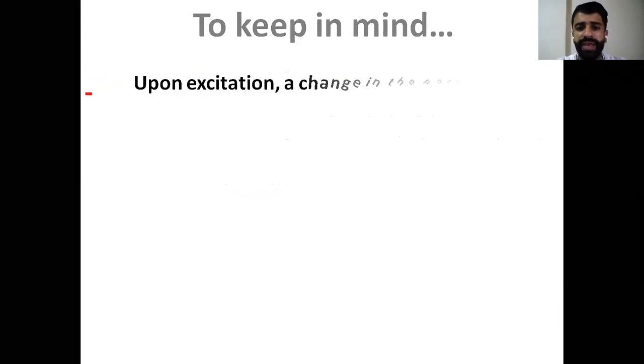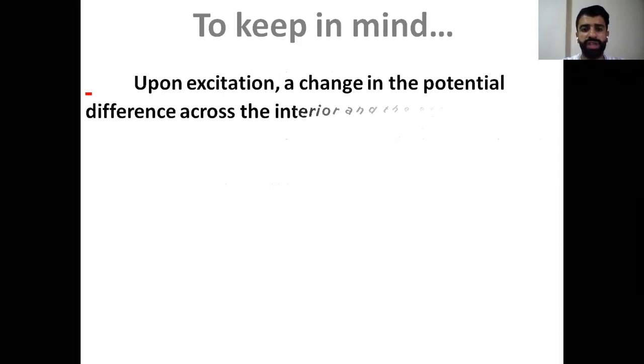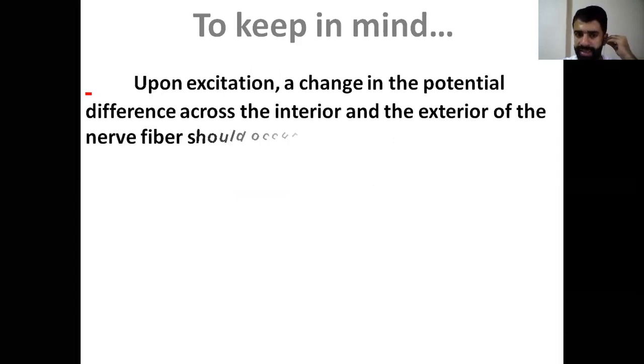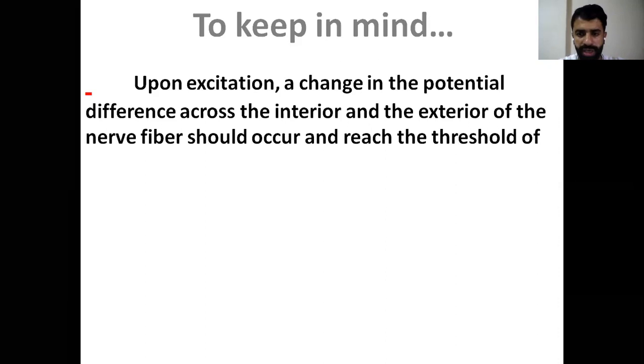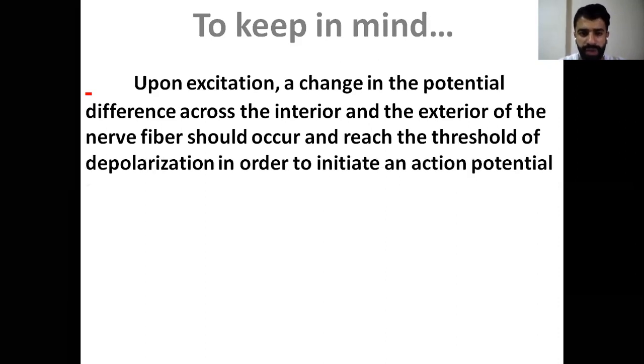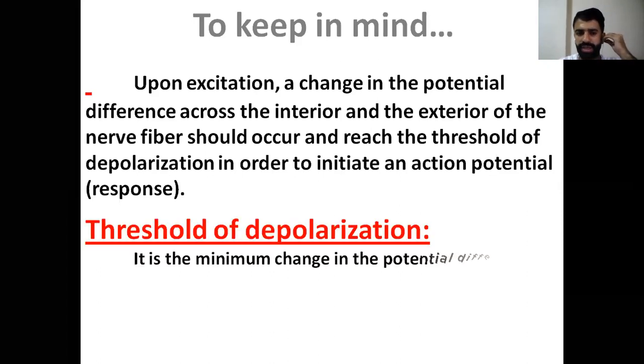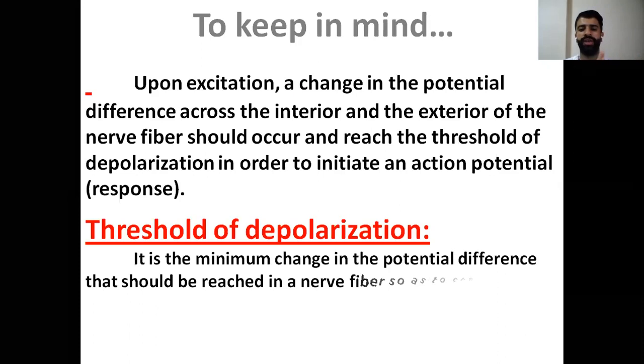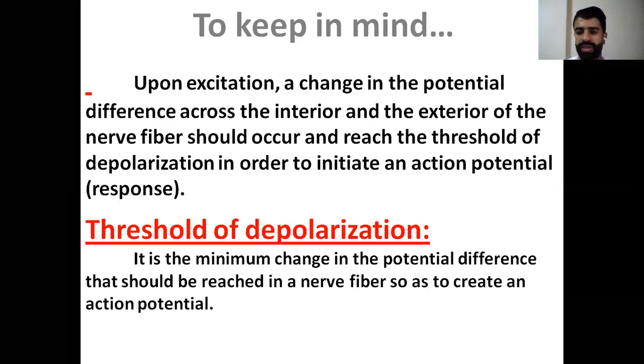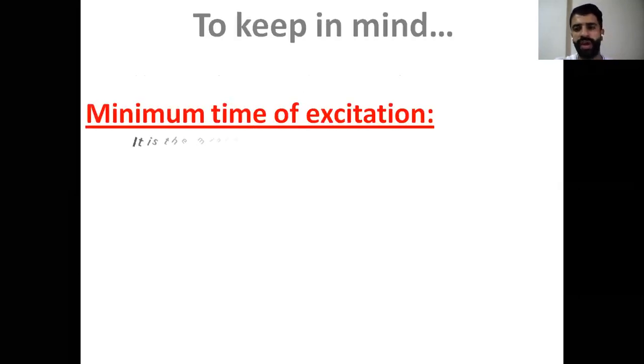Okay. Upon excitation, a change in the potential difference across the interior and the exterior of the nerve fiber should occur to reach the threshold of depolarization and to initiate an action potential. What is the threshold of depolarization? It is the minimum change in the potential difference to cause an action potential. These notes, you have to know them and study them before we move into more complex ideas.